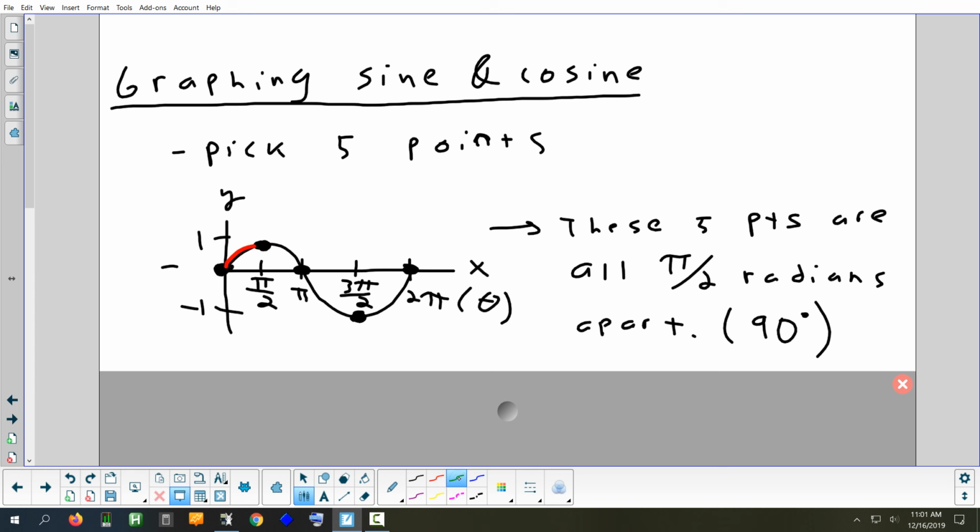We'll do the black 1, 2, green 1, 3, and the blue 1, 4. Each section is 90 degrees apart. So in degrees, this would be 0, 90, 180, 270, 360. We won't be working in degrees in this section. We'll be using radians. 0, pi over 2, pi, 3 pi over 2, 2 pi. Those are all nicely spaced.